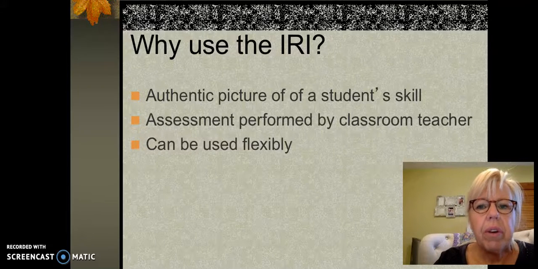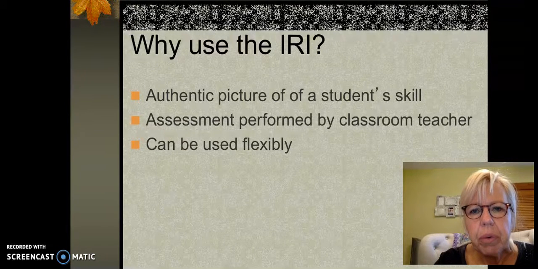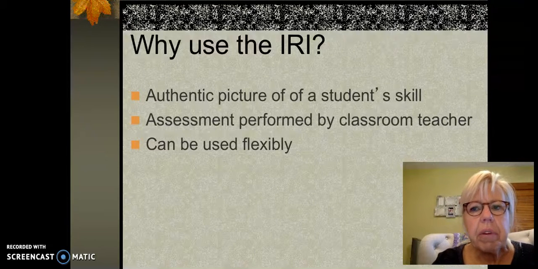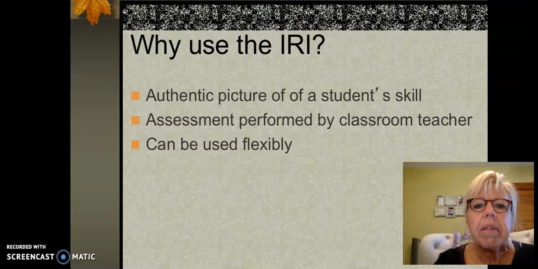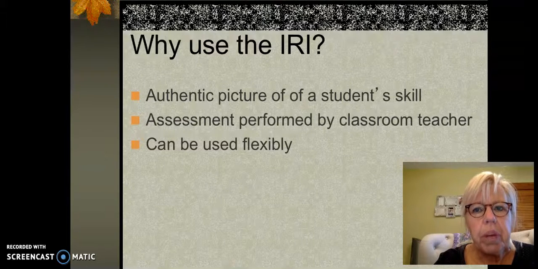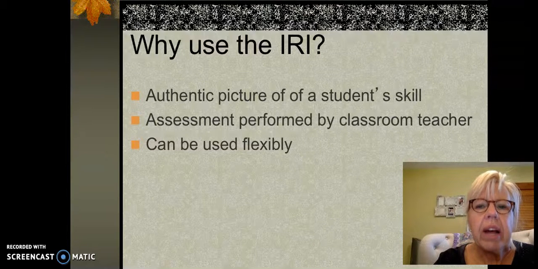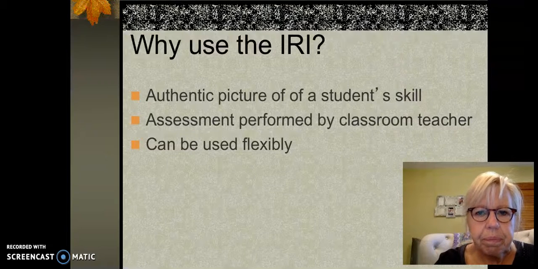Okay, we're going to talk about the actual administration of an informal reading inventory, specifically the QRI, the Qualitative Reading Inventory. The reason that we spend a lot of time on this, and that this is the assessment that we use, is because it can give a very accurate picture of what a student is actually doing when they're reading text on their own. It gives us a picture of their word recognition as well as their comprehension.